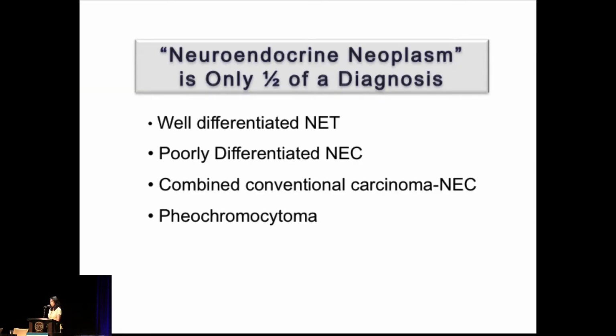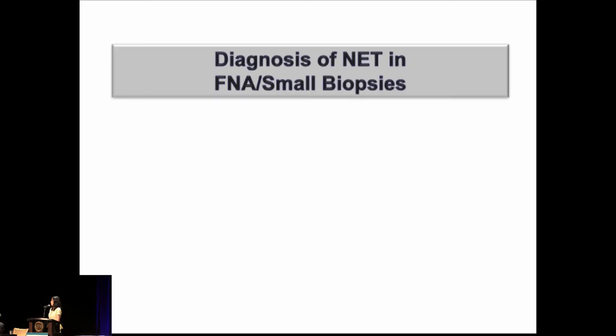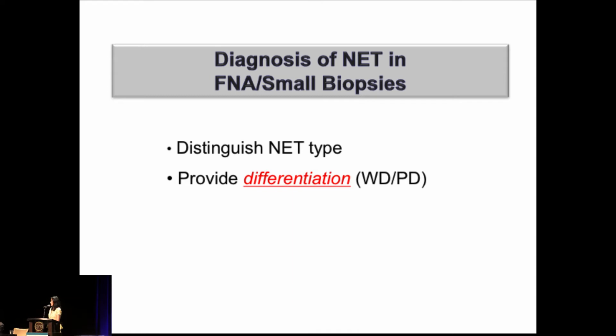So for me, a diagnosis of neuroendocrine neoplasm is only half of a diagnosis. There are different entities one has to think about. Again, we mentioned the tumor and the carcinoma, as well as a conventional carcinoma with neuroendocrine differentiation, or pheochromocytoma. So in a small biopsy or fine needle aspiration, we need to distinguish the type, and we try to provide the differentiation if we can, which is critical, poorly differentiated or well differentiated. And the grade: we may not be very precise in terms of G1, G2, G3, but at least we should provide information on whether it is high grade or not high grade.